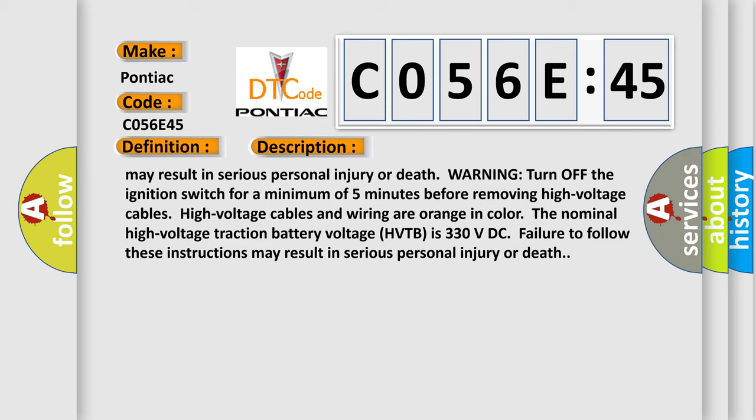This diagnostic error occurs most often in these cases: 12-volt battery, HVTB program memory failure. This subtype is used by the control module to indicate a program memory failure for embedded systems using flash memory. This is equivalent to ROM in RAM or ROM or EEPROM embedded systems.